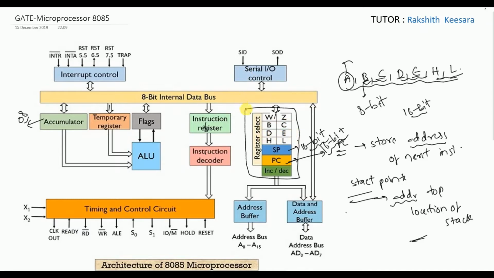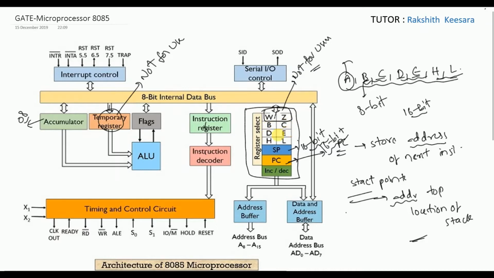Next, you are seeing WZ also here, but guys, these WZ registers are not accessible to users. W and Z are used by the microprocessor for its internal purposes. Similarly, the temporary register is also not accessible to the user. The microprocessor will use them for internal purposes.